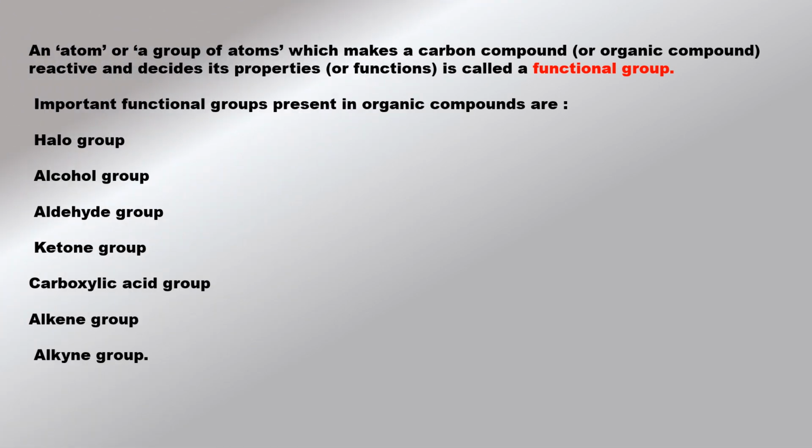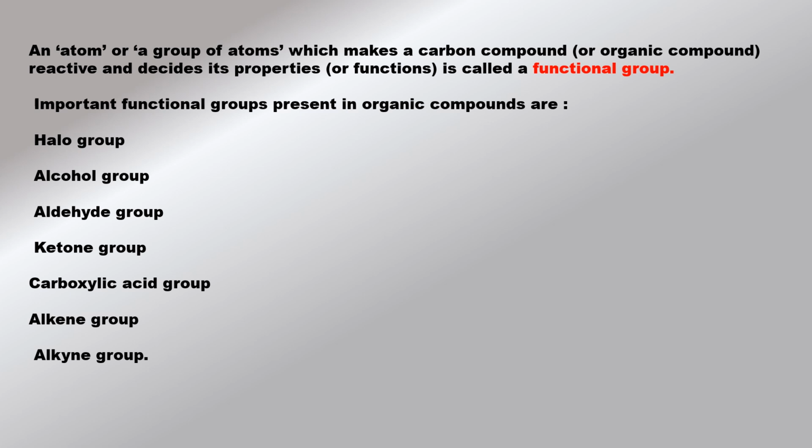Functional groups. A saturated hydrocarbon is unreactive, but if we introduce some other atom or group of atoms into it, the resulting compound becomes very reactive. This other atom or group of atoms present in a carbon compound is known as a functional group. Thus, an atom or a group of atoms which makes a carbon compound or organic compound reactive and decides its properties or functions is called a functional group.